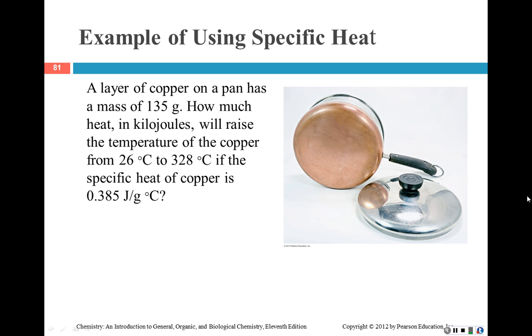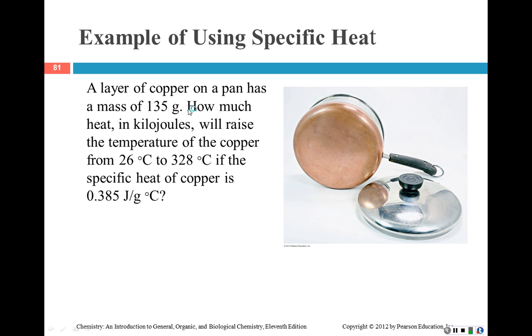All right, so for example, you have a layer of copper on a pan. You have 135 grams of this copper. How much heat in kilojoules, remember kilojoules is 1,000 joules, will raise the temperature of the copper from 26 degrees C to 328 degrees C if the specific heat is 0.385 joules over grams degrees C?